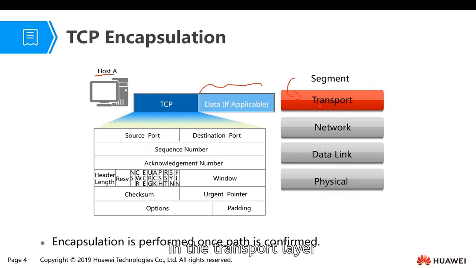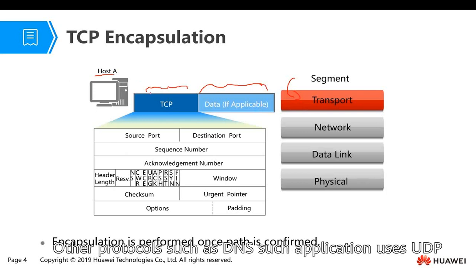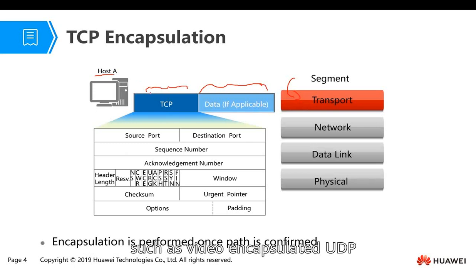In the transport layer, you can regard this as a software, as a program. This program will deal with this data, just adding a header, adding a TCP header. Of course, maybe adding a UDP header. Whether a TCP header or UDP header is added to the data depends on the application. HTTP uses TCP. Other protocols such as DNS, such applications use UDP, then encapsulate UDP. Okay, this is the TCP.